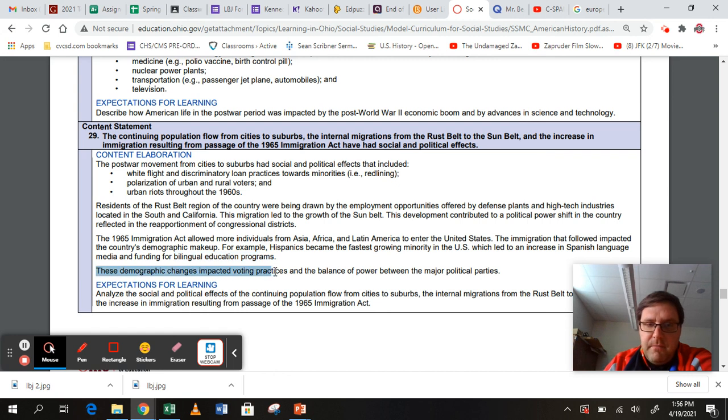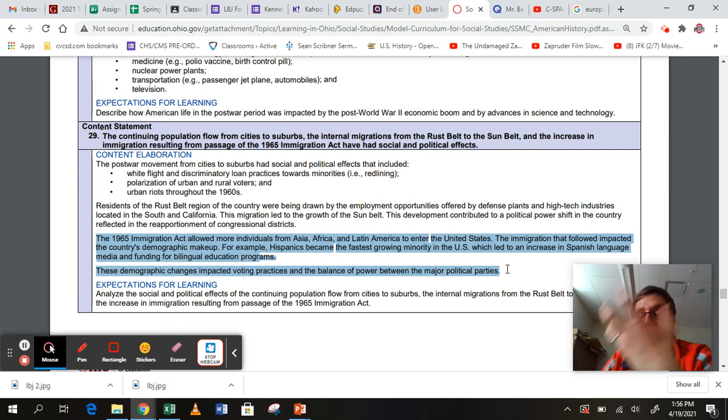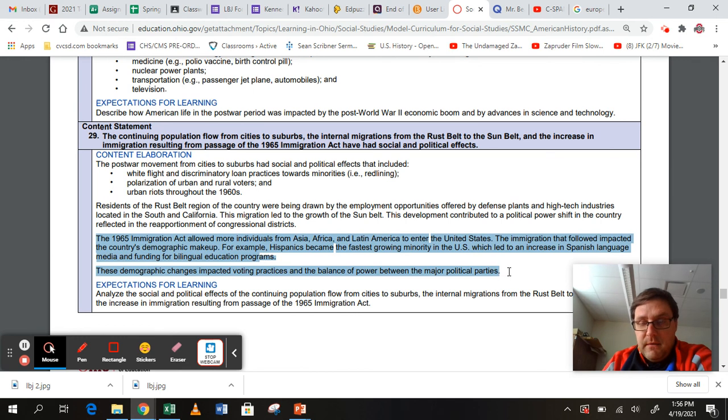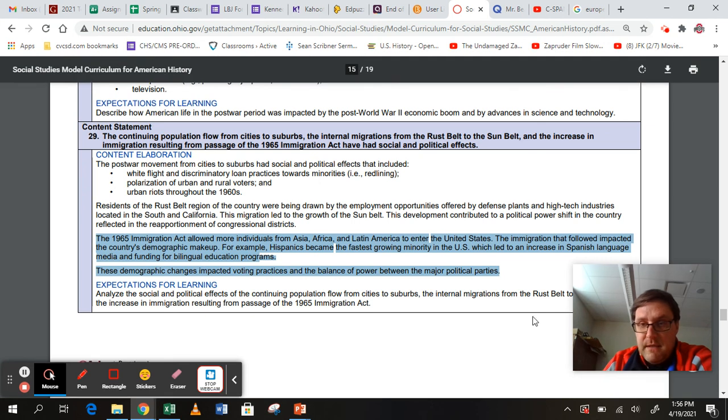These demographic changes impacted voting practices and the balance of power between the major political parties. In essence, immigration has now bolstered the number of voters specifically for the Democratic Party. There are very few immigrant groups that tend to vote Republican. Cubans, stereotypically. Maybe some Asian groups, but for the most part, it seems like the Democratic Party has gotten the vote of the immigrant.